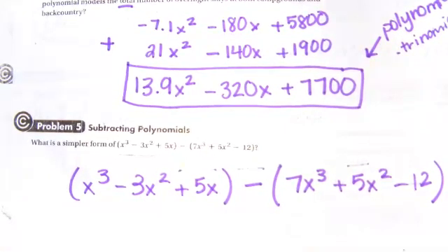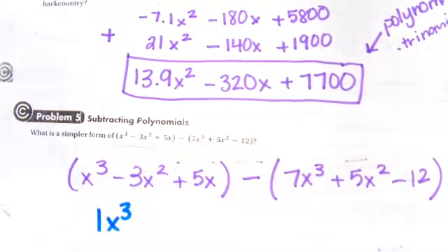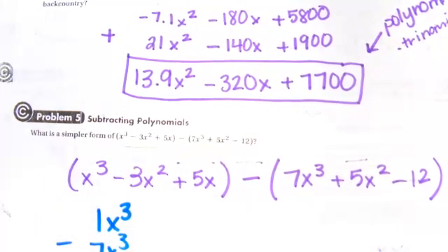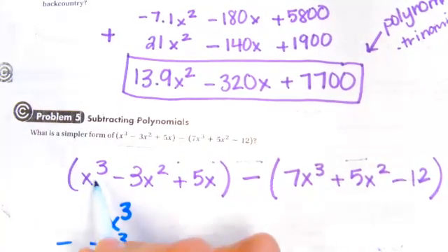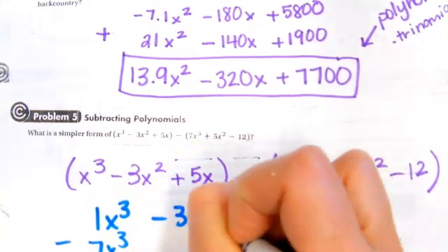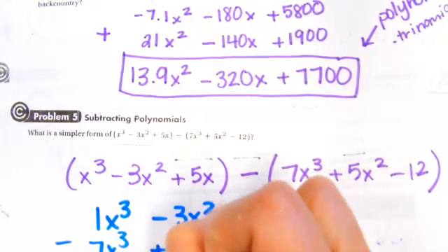Here's why. Watch this. So x to the third power, that's 1x to the third power. Okay, what goes underneath that one? What's its like term that's going to go under that one from the other one? So minus 7x to the third power. That goes under that, okay? Now the next one in line is minus 3x squared. What do I line up underneath that? Go, Matt. Yep, positive 5x squared.